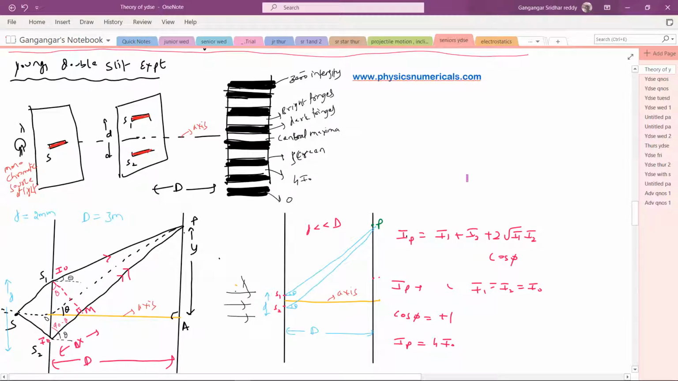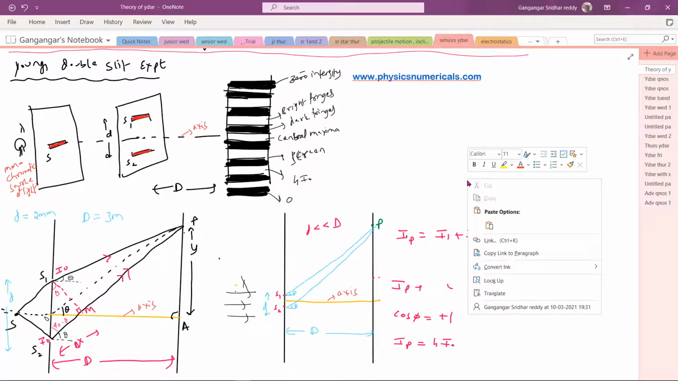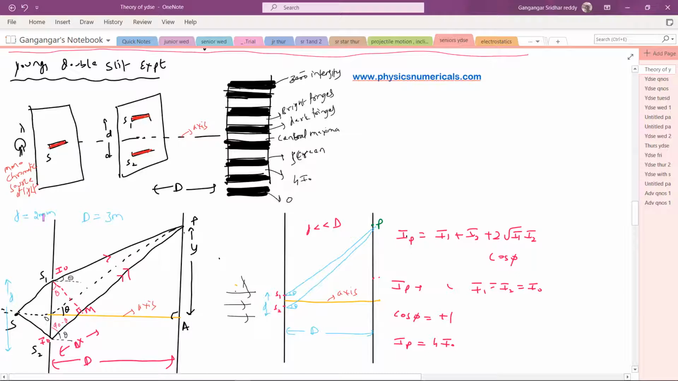Later on, I'll write the data. For the time being, what is d? It will be of order a millimeter: 1 millimeter, 2 millimeter, 5 millimeter, 10 millimeter. What about capital D? The distance between the slit and the screen will be of order a few meters, like 1, 2, 3, 4, 5 meter. So practically, if you check it, the diagram will appear like this.